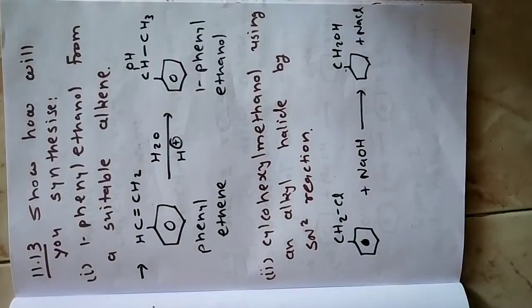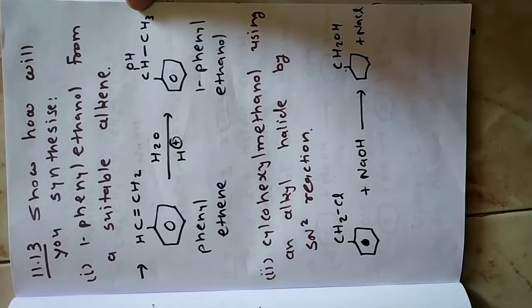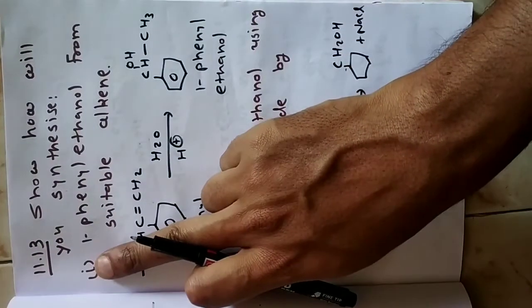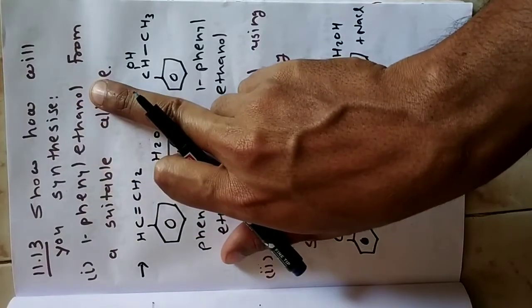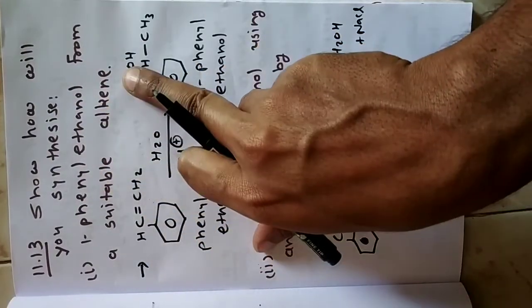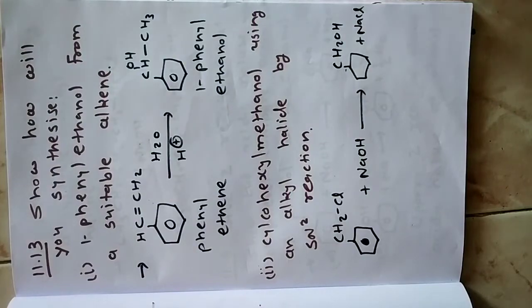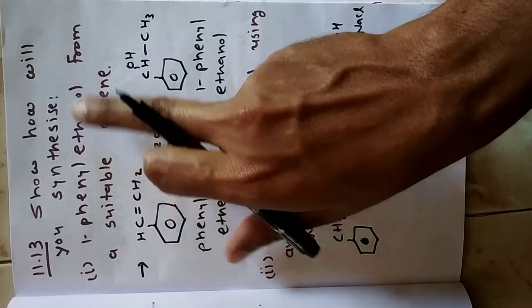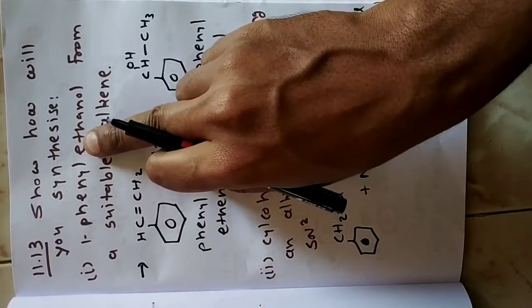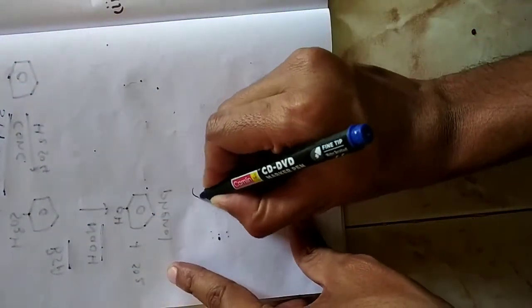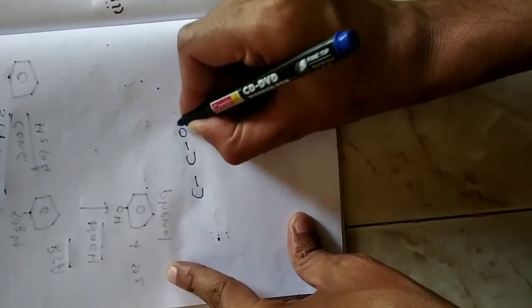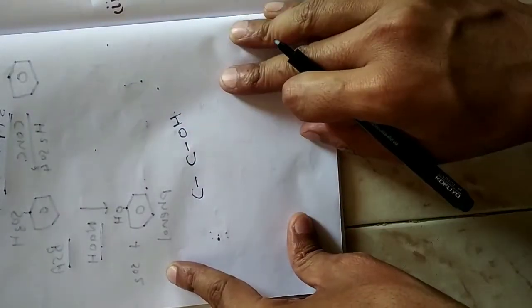Question number 11.13. Show how you will synthesize, means we have to write the reaction, 1-phenyl ethanol from a suitable alkene. First of all you have to construct the structure of 1-phenyl ethanol. Now ethanol is there, so you can draw it like this: 2 carbons and an OH group. That is our ethanol.